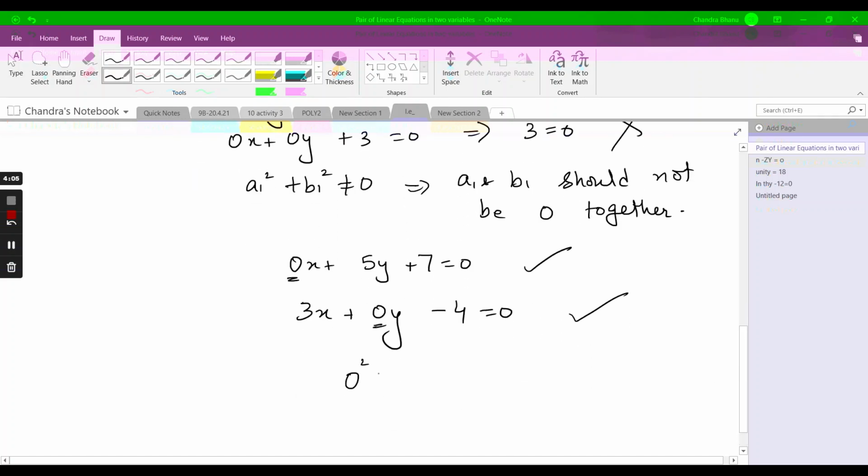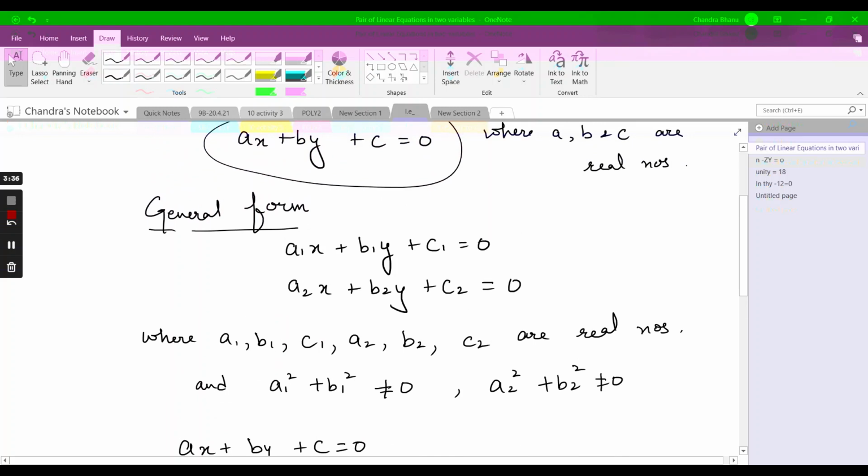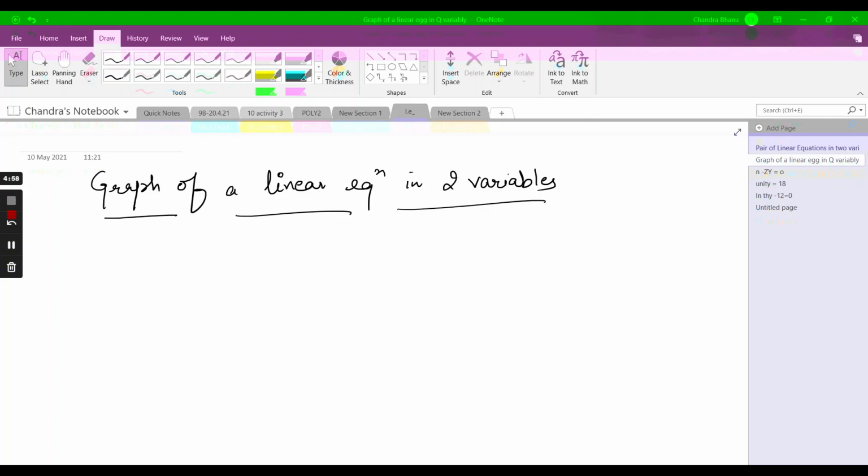Because if I say 0 square plus 0 square, that means if I am talking about a1 square plus b1 square, if both of them are equal to 0, then this is finally equal to 0, which is not possible. So that's why we have the condition that a1 square plus b1 square should not be equal to 0. Similarly, for the second equation, it is also saying the same thing. a2 square plus b2 square should not be equal to 0. Then only these two equations are linear equations in two variables. Now you all have understood the general form of a pair of linear equations in two variables.